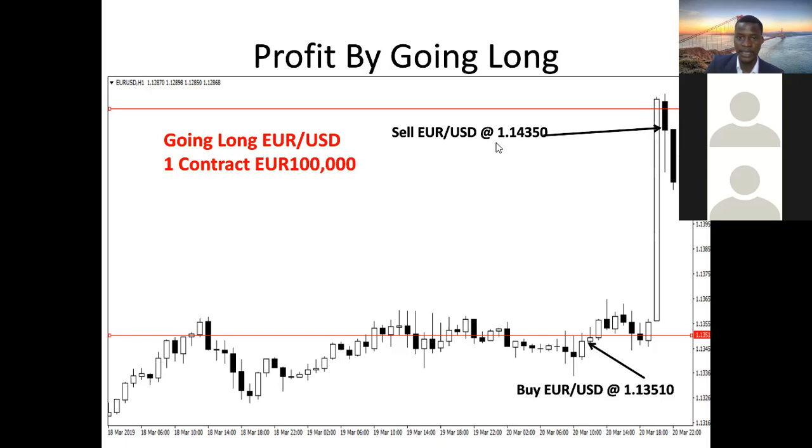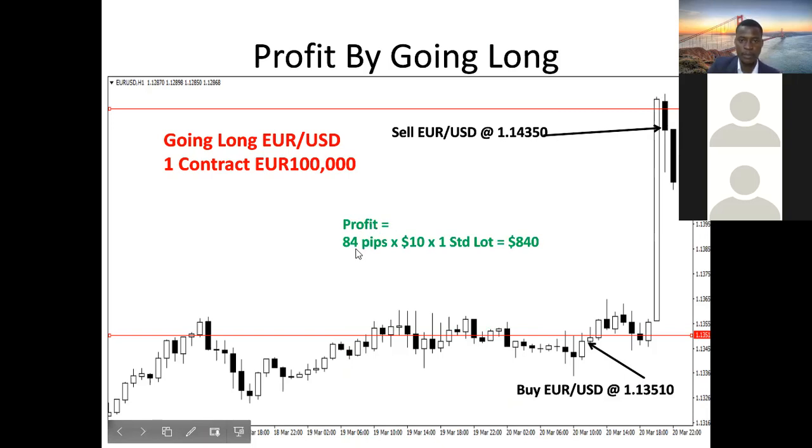From this to this, we have 1.14350, and here we have 1.13510. If you calculate very well, there's a change of almost 100 and something pips. Okay, so we're going to look at the calculation now. If you look at this, it is a profit. If you calculate the difference, I think it should be 84. Let's say it's 84, so that means there's an 84 pips gain.